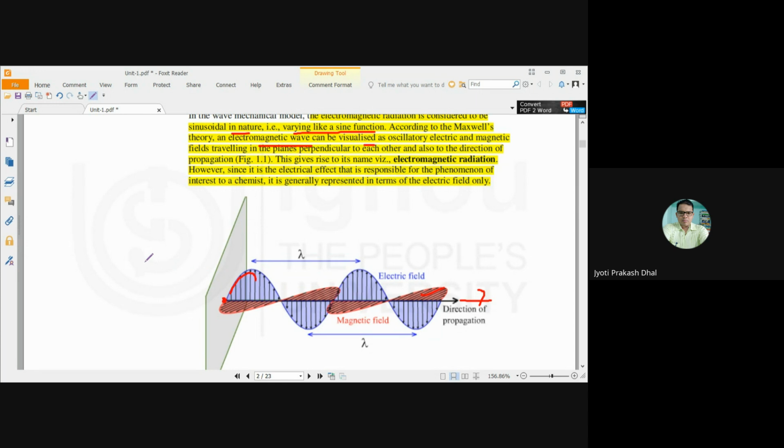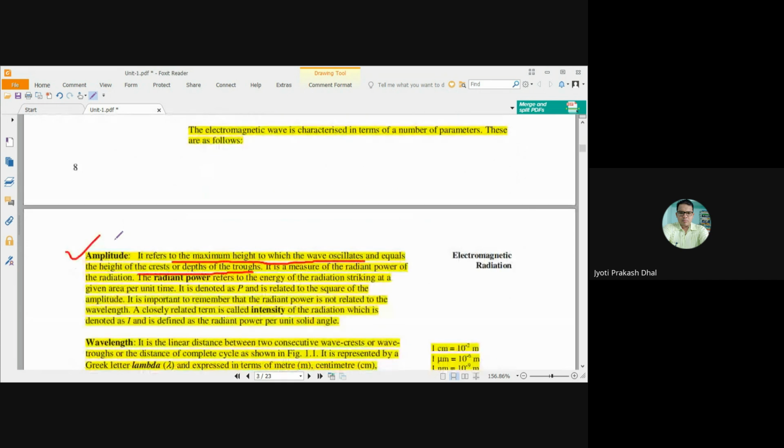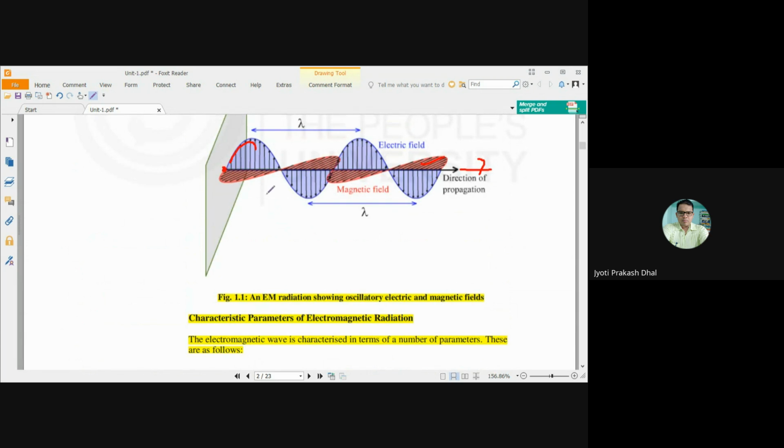So it has wave-like nature. The properties of the electromagnetic radiation are similar to the properties of a wave. So here we are discussing the characteristic properties of electromagnetic radiation. The first one is amplitude. You can see, suppose this is one wave. This is the wave.